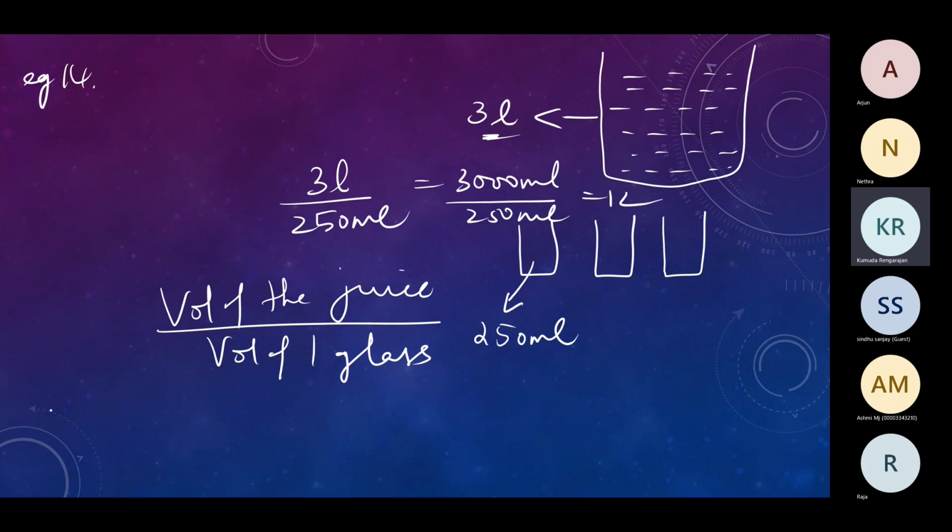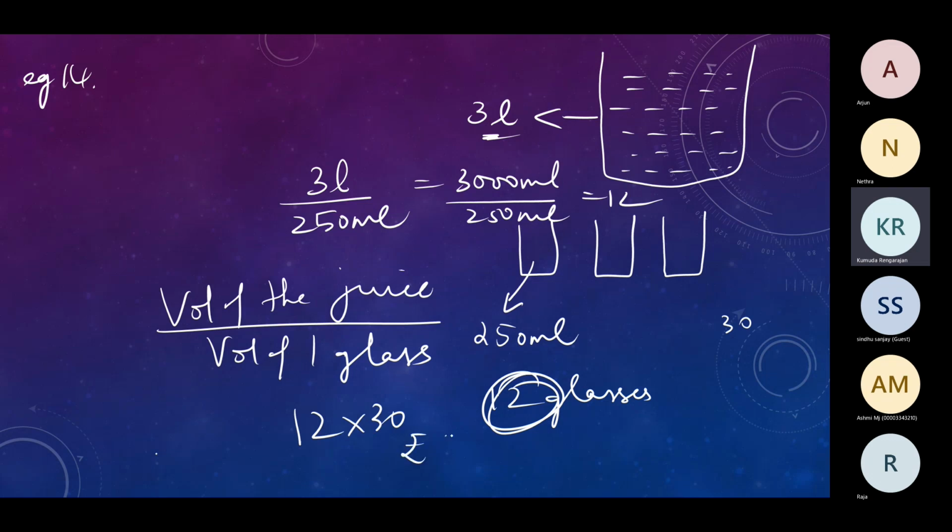In the same way, in this question, the juice seller, the answer is 12 glasses, sorry, not 8. Now, supposing this is a shop and each glass of juice is sold for 30 rupees. So how much money is made? 12 glasses into 30 rupees per glass, 360 rupees.